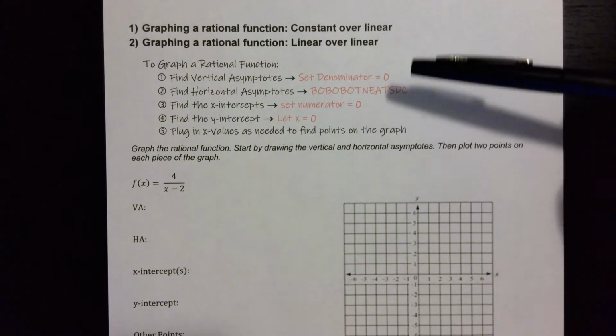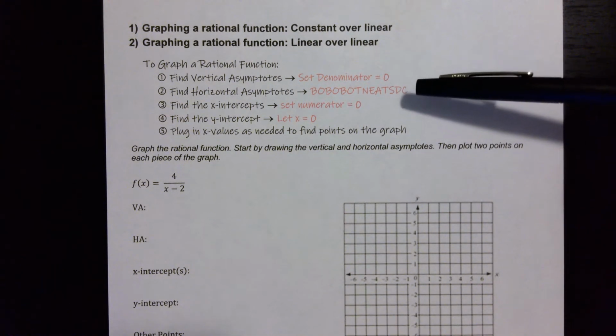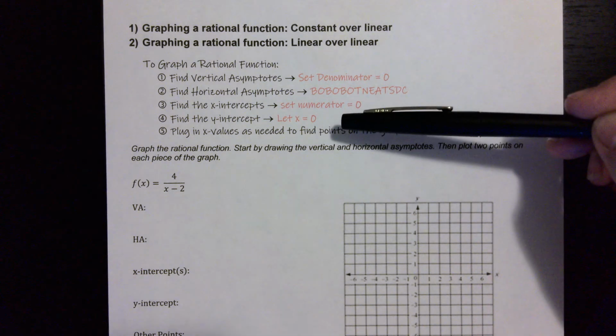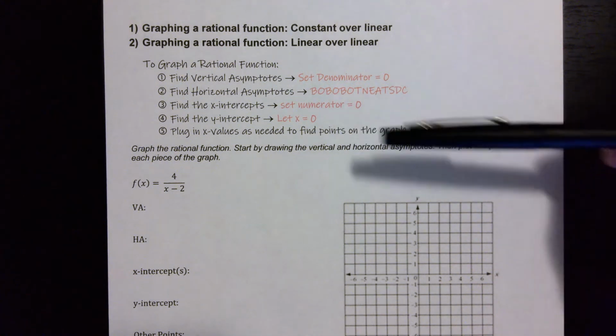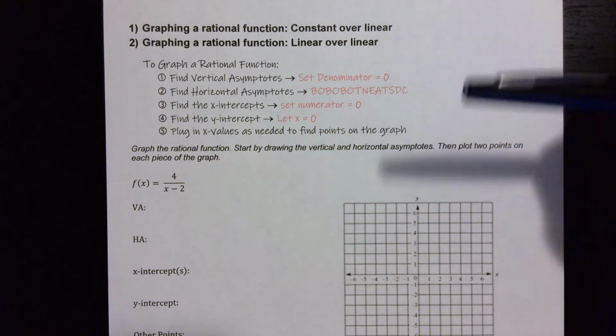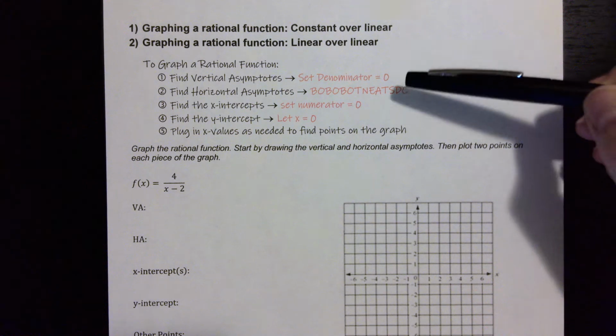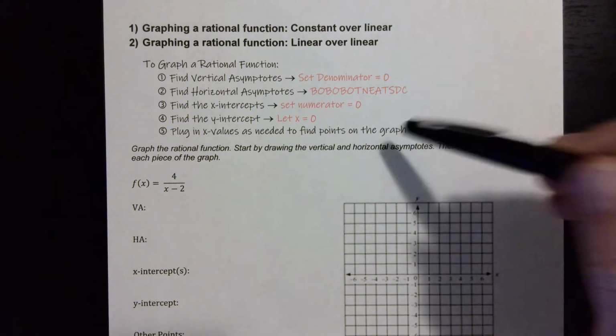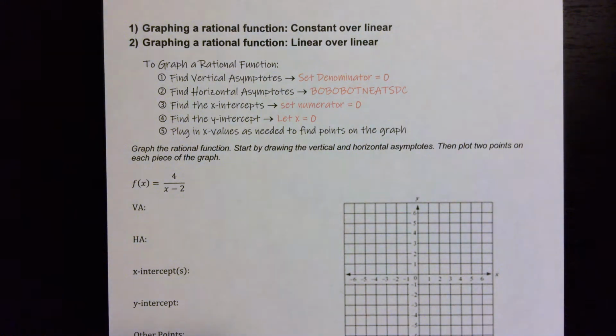We want to find the vertical asymptotes, find the horizontal asymptotes, find the x-intercepts by setting the numerator equal to 0, and find the y-intercept by setting x equal to 0. If you aren't familiar with how to find vertical and horizontal asymptotes and you want a little practice on that, I will link a video in the description so you can get a refresher on that. Okay, so let's look at the first one.